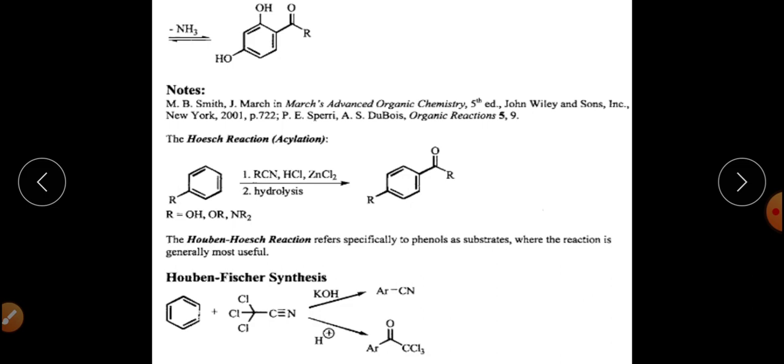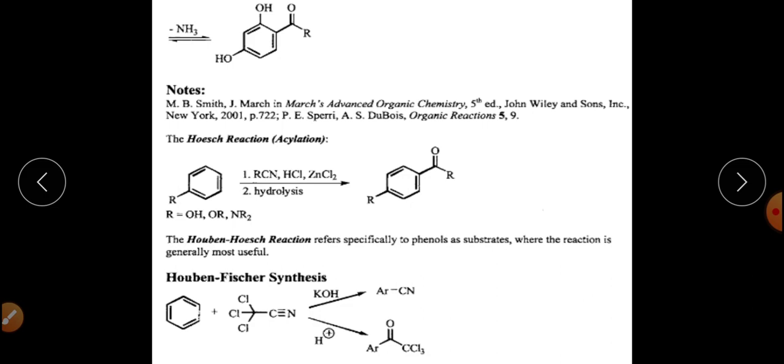If we talk about this particular Hoben-Hoesch reaction, at that time we specifically use phenols as our substrate, in which we have more hydroxyl groups attached to the benzene ring. In case of polyhydroxy groups, the yields are generally good, and that's why we take the polyhydric phenols in our case, right? So this is called the Hoben-Hoesch reaction, and that's all about your topic, the aromatic electrophilic substitution reaction.